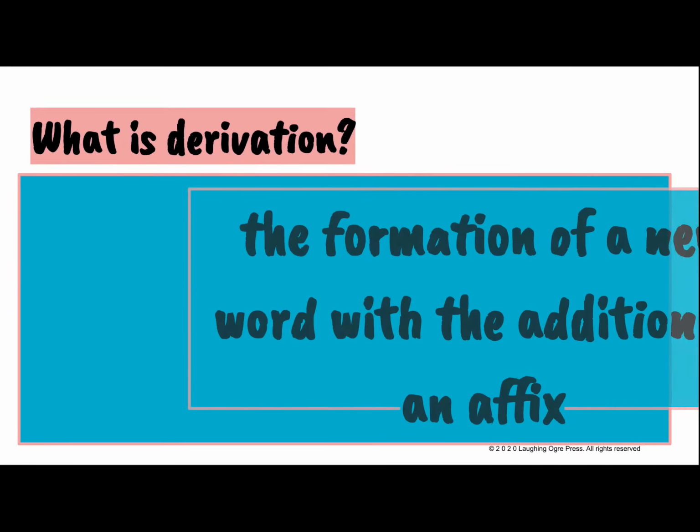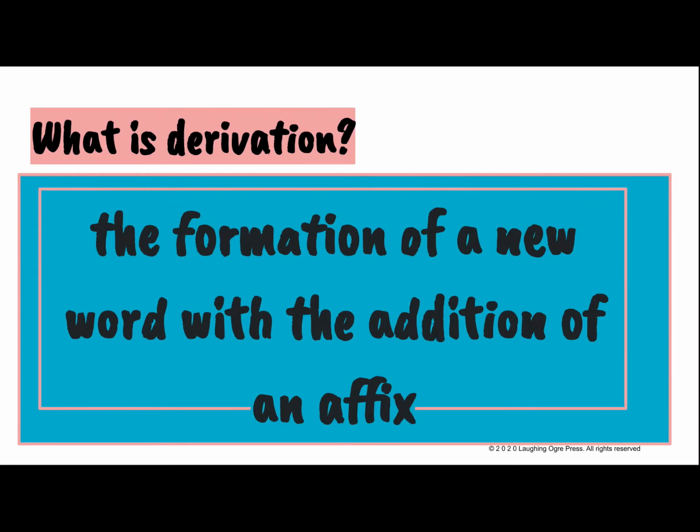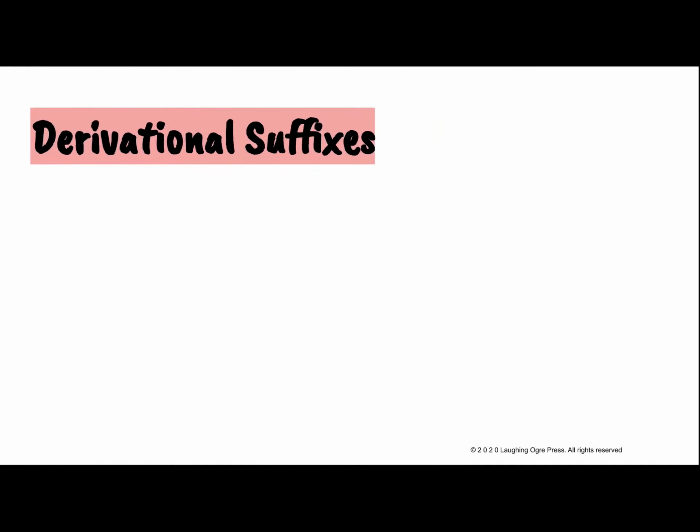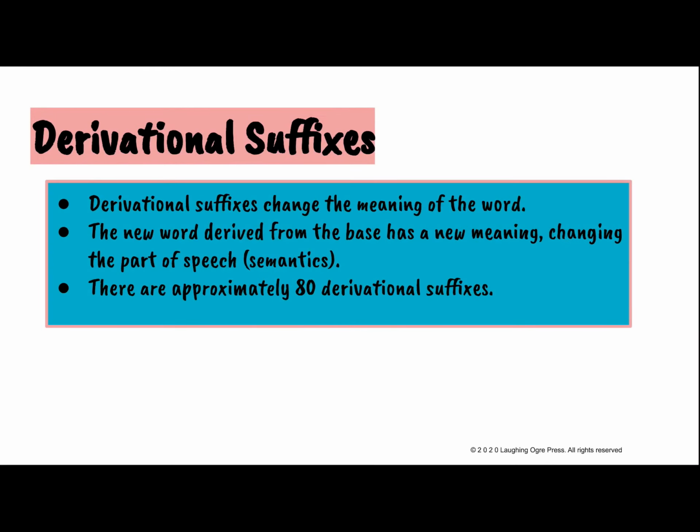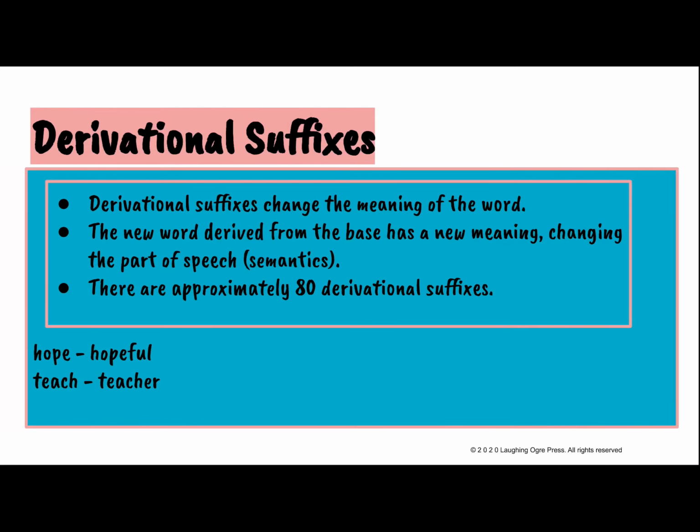So what is derivation? If something is a derivative of something, it's formed a new word from a stem by the addition of an affix. So derivational suffixes change the meaning of the word. They are parts of speech which controls the semantics of your sentence, and there's approximately 80 derivational suffixes. So we take a word like hope, we change it to hopeful, teach, teacher.